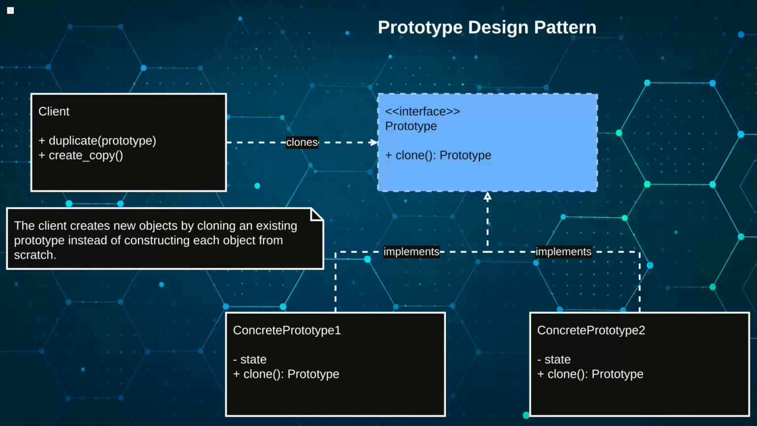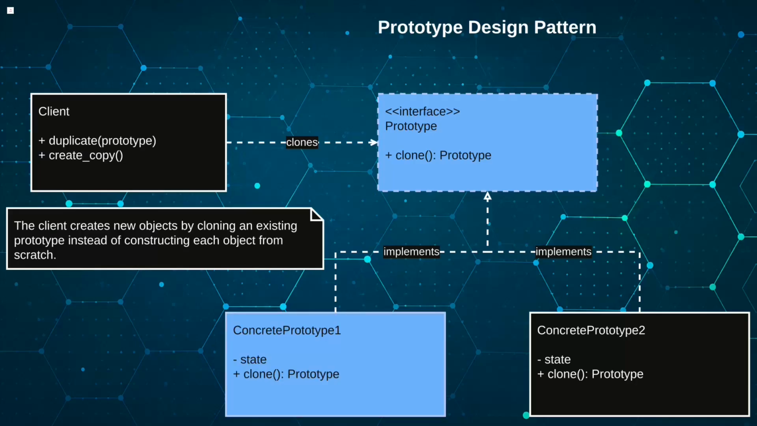Participant: Prototype declares the interface for cloning an existing object. In Python, this commonly represents a base class or an abstract base class containing a method such as clone. It defines the cloning contract that ConcretePrototype objects provide. It allows the client to request copies without depending on the concrete class of the object being copied.